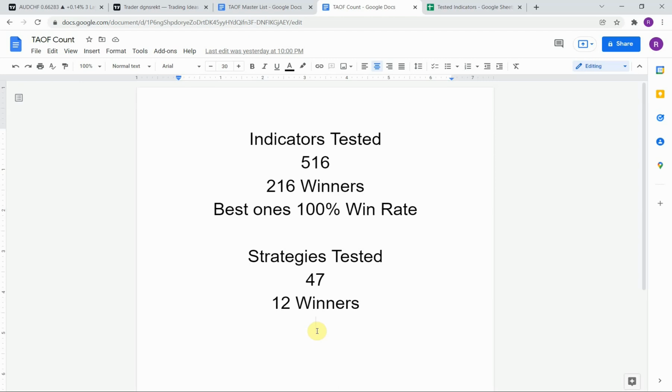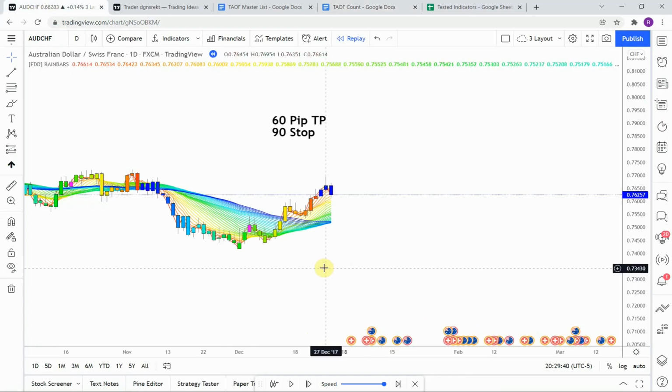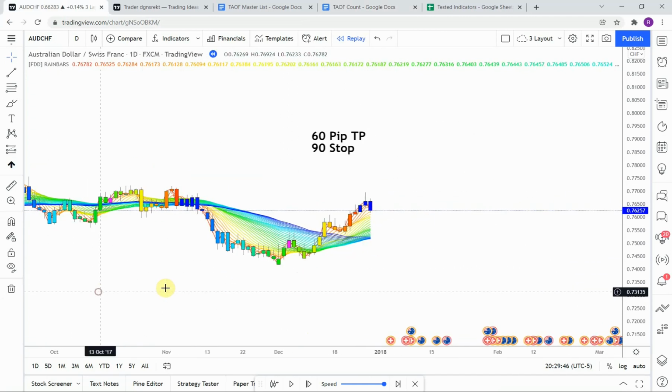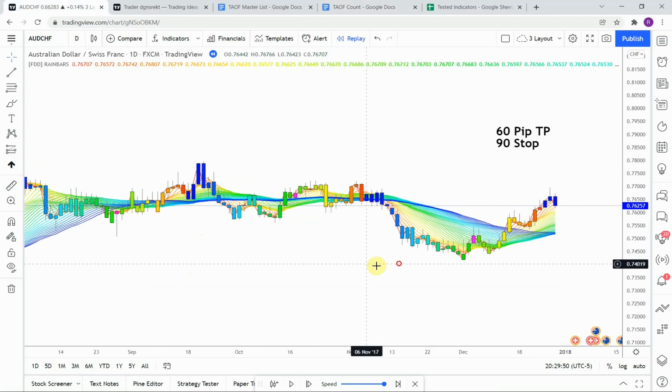Keep in mind that we test all these strategies and indicators on the Forex market, but they can be applied to just about any market universally. Alright, so today's indicator is the RAINBARS indicator, a play on rainbow because it is quite colorful. Basically what it is, is a moving average ribbon indicator.